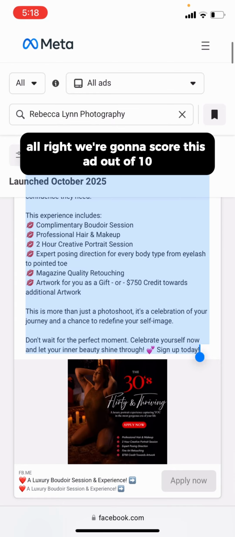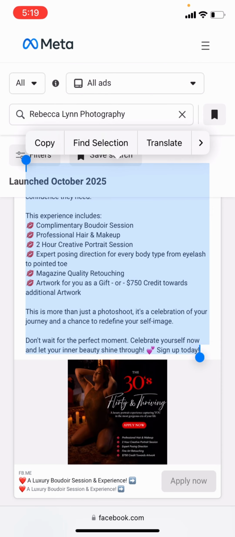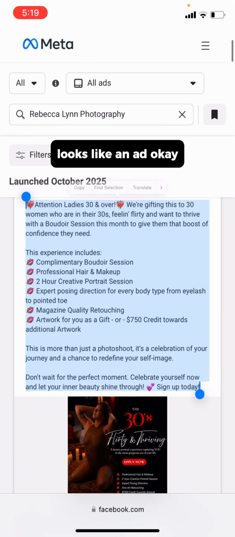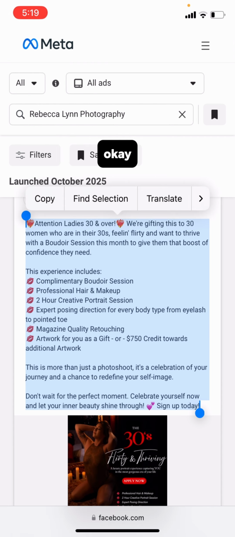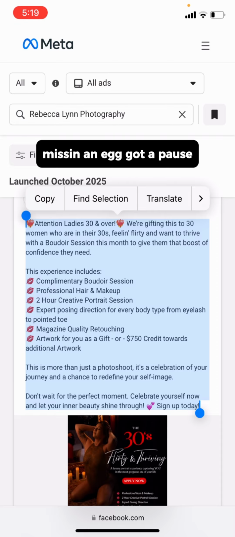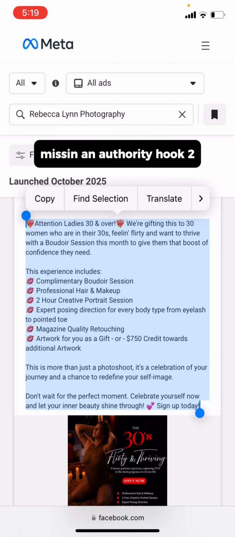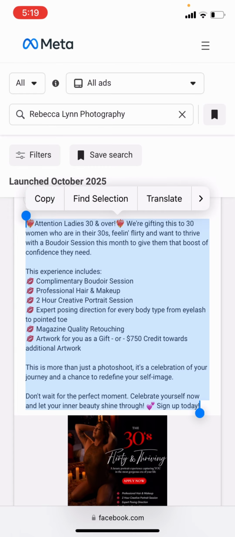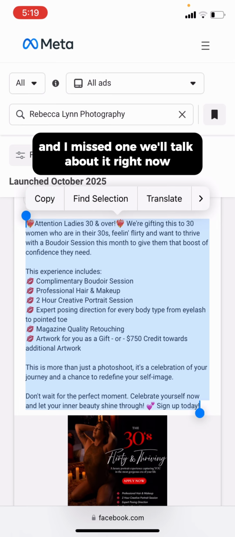All right, we're going to score this ad out of 10 and compare it to the rest of the boudoir industry. All right, so it looks like an ad. Okay, mistake 1. We've got a who, okay. Missing an egg, got a pause. Missing a hesitation / roadblock. Missing an authority, hook 2. Missing a story / narrative. Oh my God, and I missed one. We'll talk about it right now.